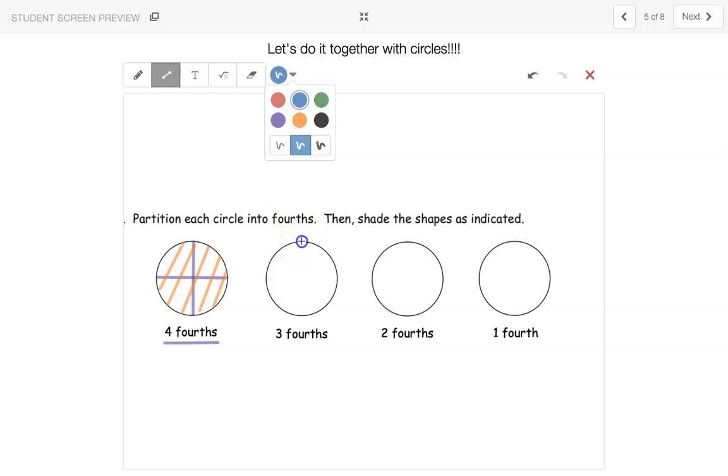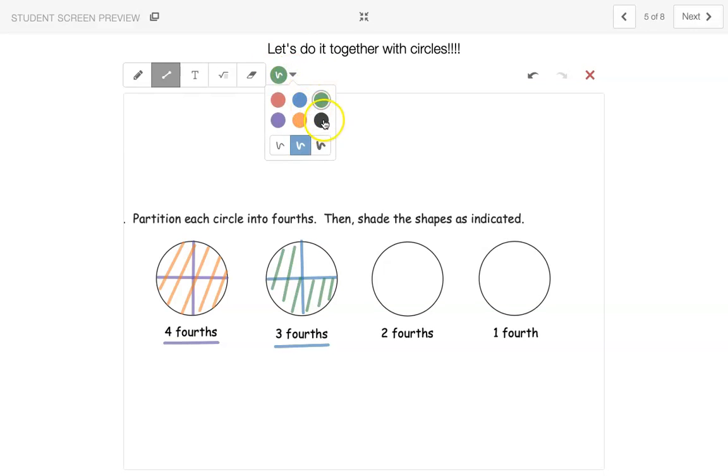Second circle, they still want us to partition into fourths. So I'm going to draw my vertical line. I'm going to draw my horizontal line. You see I have my 4/4, and it says shade 3/4. So let's do that. Now we know 3 out of the 4 is going to be shaded. There we go. That's 2/4, and now this is the 3/4, right?